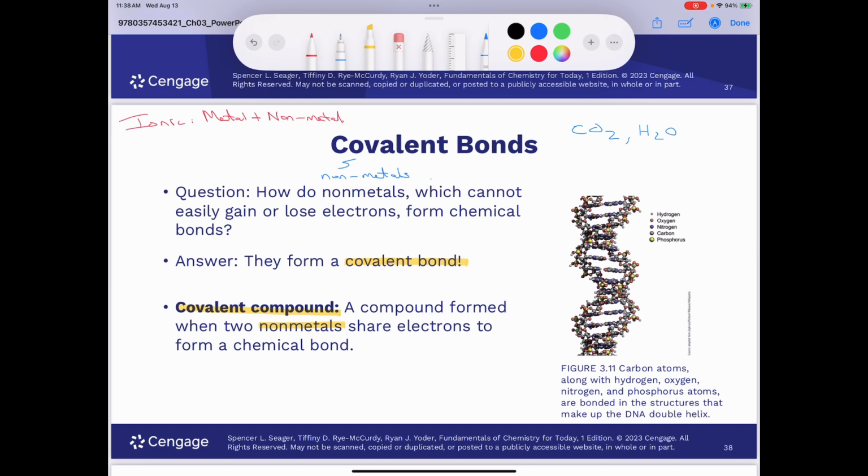And you can see here in figure 3.11, carbon atoms along with hydrogen, oxygen, nitrogen, and phosphorus are bonded to make up the DNA double helix. And so later on when we get into organic chemistry, we're going to focus a lot on elements like carbon, nitrogen, oxygen, hydrogen, phosphorus, sulfur. These elements are going to make up more than 95% of what we're going to deal with in the section on organic chemistry and biochemistry.